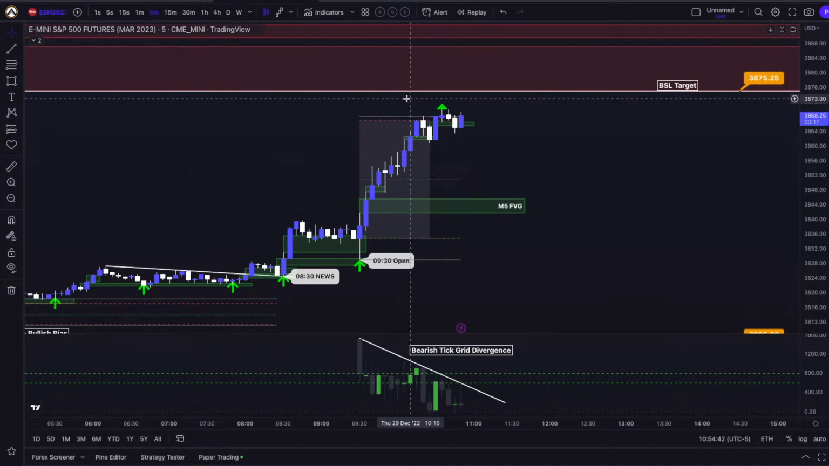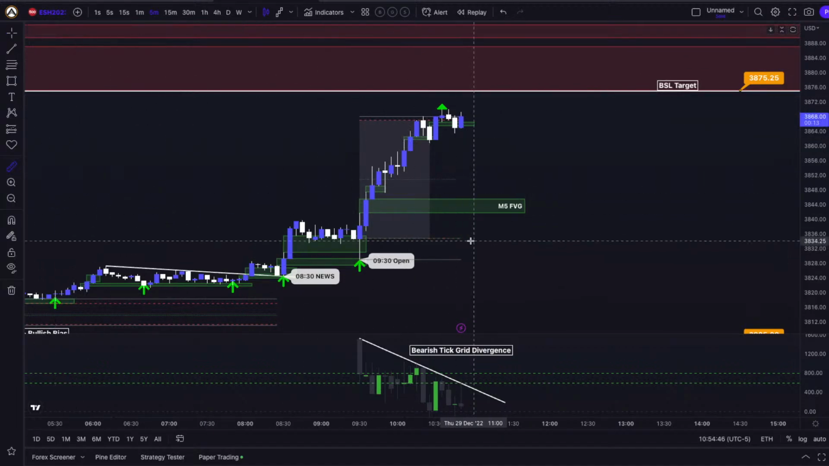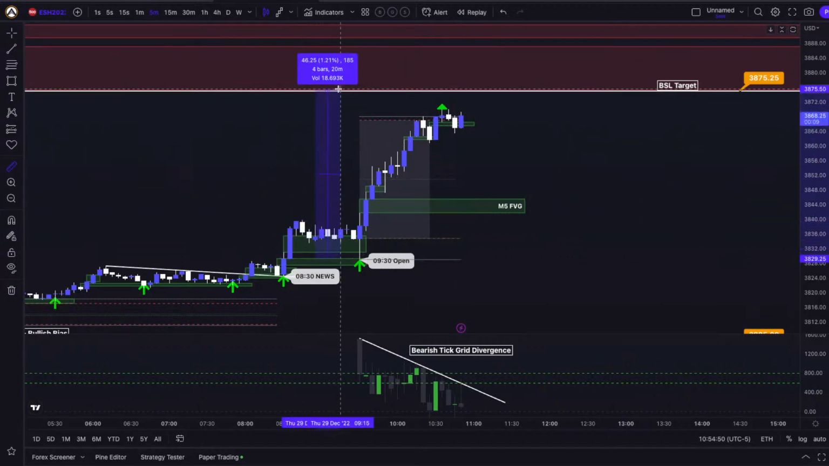profit target for the SP 500. Or maybe you can still leave a runner, but I'd say this would be a good enough move if you, for example, entered on a buy limit down here. This would be a 182 ticks move. Depending where you place your stop loss, you will see your risk-free reward.